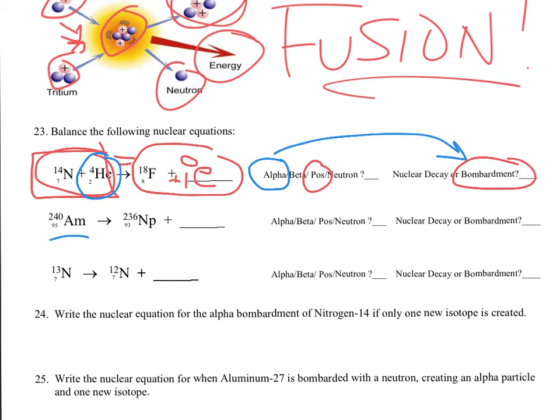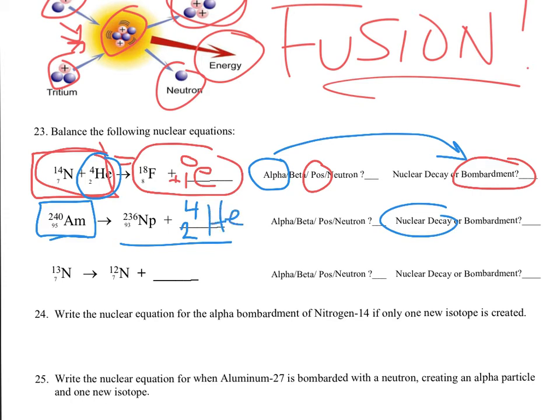We're starting with one object by itself, and it's going to break down into 2 pieces. Sounds like nuclear decay to me. All right, let's balance out both sides. On the left side, we've got 240 on top, so 236 plus 4 gives you 240. What's on the bottom? 95. So 93 plus 2 gives you that 95. 4/2. Oh, is that an element or particle we've learned about? Yeah.